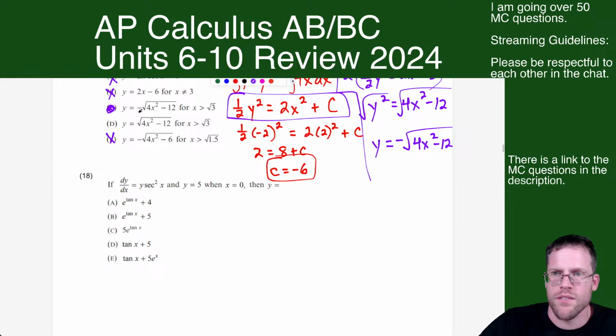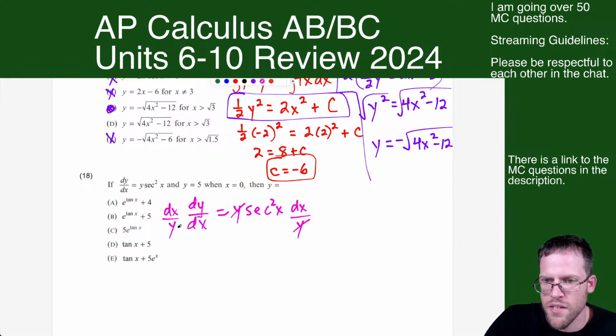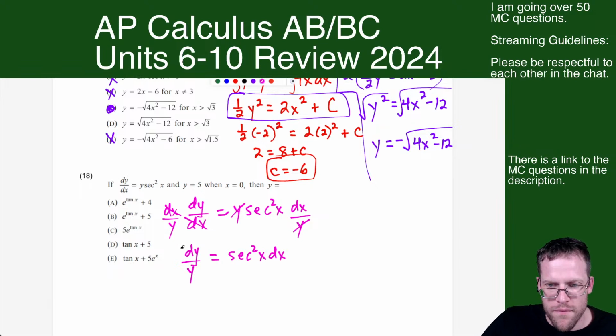All right, next, what if we have something like this? Trig equations. dy dx equals y times secant squared x. For this one, I would multiply by dx on both sides and divide by y on both sides. So y over y, see you later. dx over dx, see you later. And we get dy over y is secant squared x dx. And now we integrate.